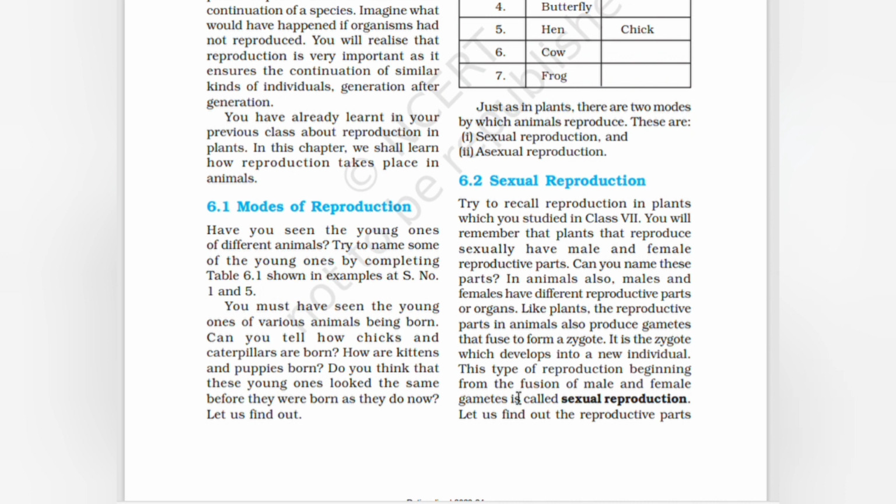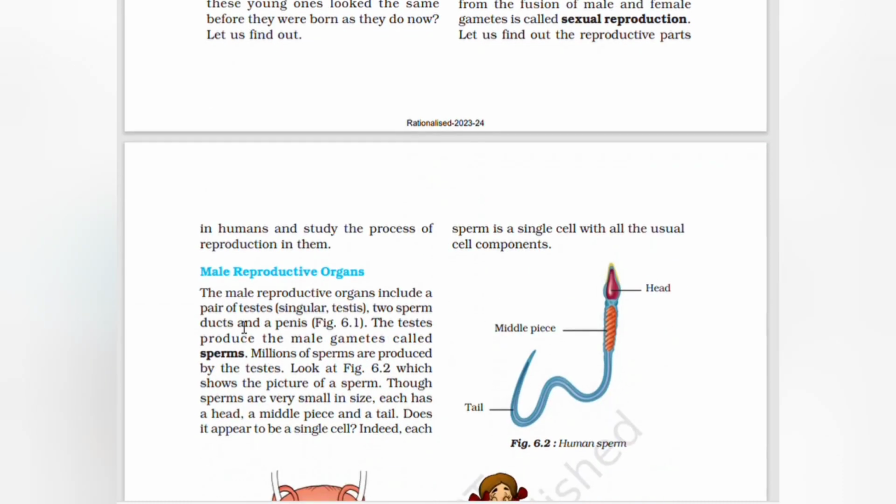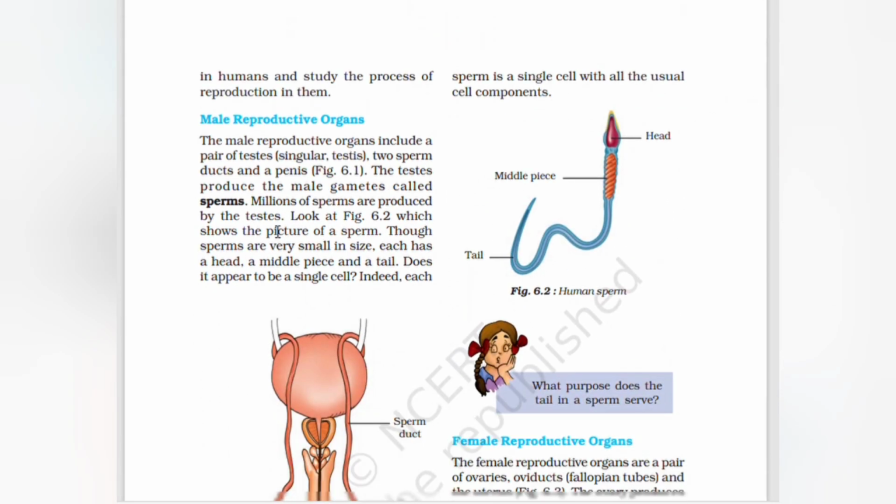This type of reproduction, beginning from the fusion of male and female gametes, is called sexual reproduction. That is, the type of reproduction by the fusion of the male and female gamete is known as sexual reproduction. Let us find out the reproductive parts in humans and study the process of reproduction in them.